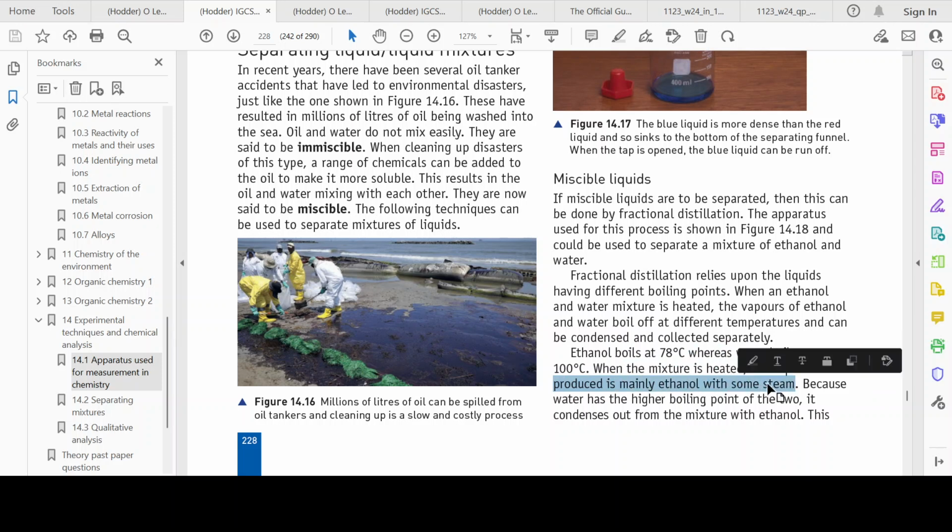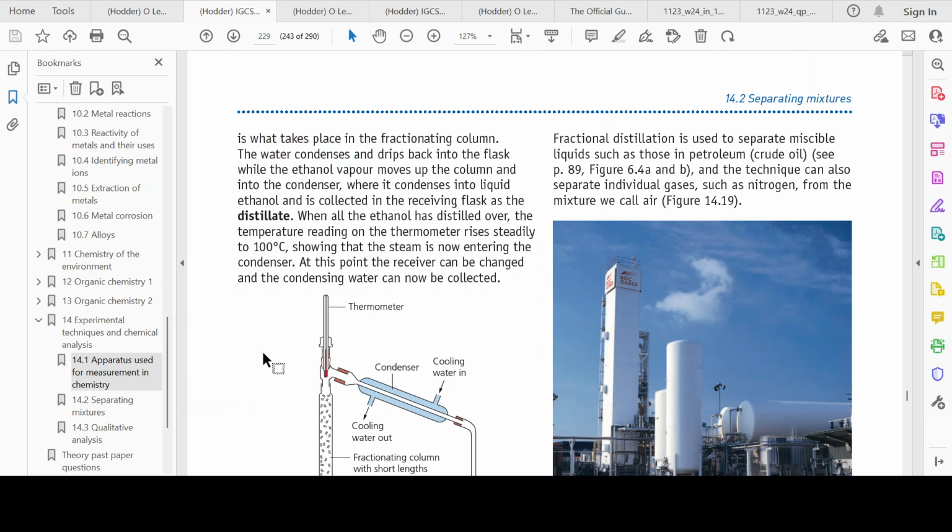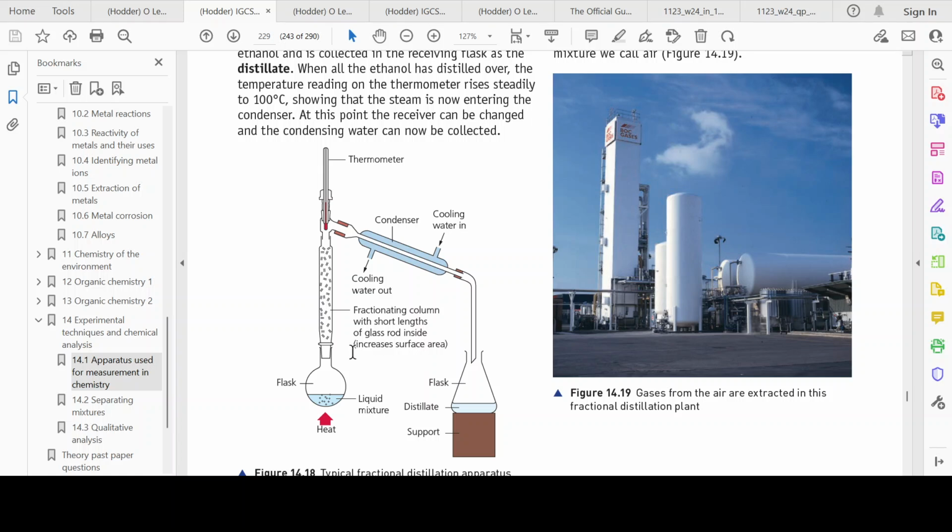Okay, that's where the glass rods with the surface area come in. Because water has the higher boiling point of the two, it condenses out of the mixture with ethanol. This is what takes place in the fractionating column. So these glass rods, what they do is they increase the surface area. So as the ethanol is rising as vapors, it's hot enough to rise all the way up.